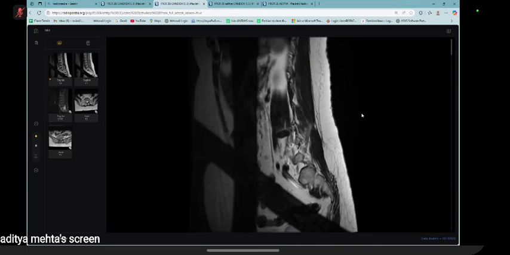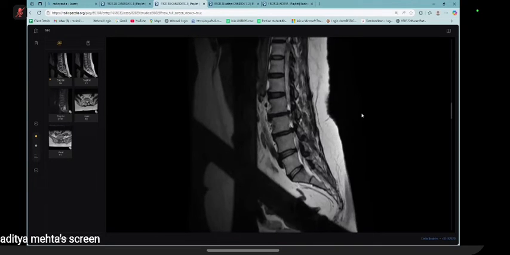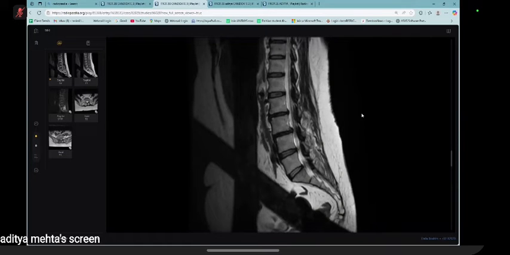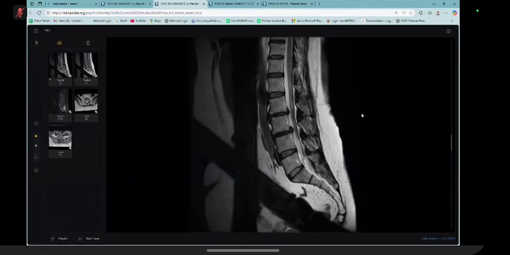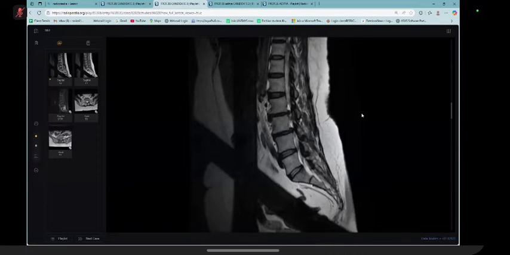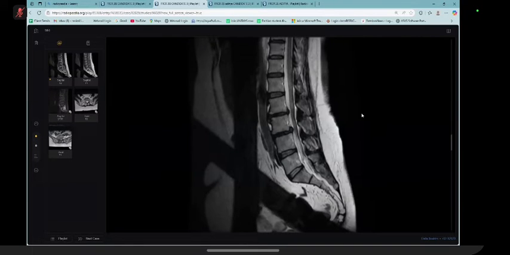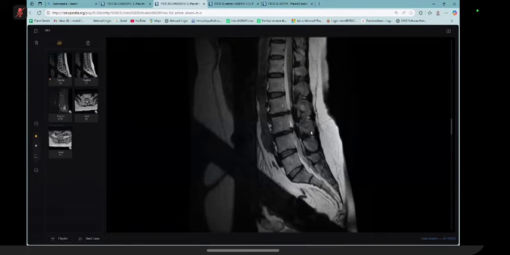I've been provided with sagittal T2 cuts of the lumbosacral spine for a patient coming with back pain, which is increasing gradually. The most important thing that I can see, this is L5, L4, L3, and L2. There is evidence of L2-L3 and L3-L4 disc herniation.